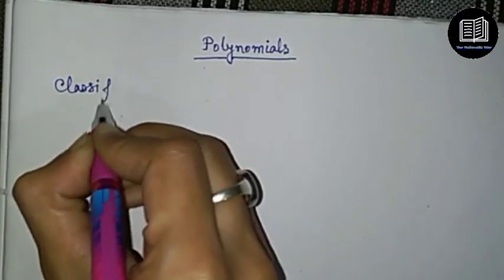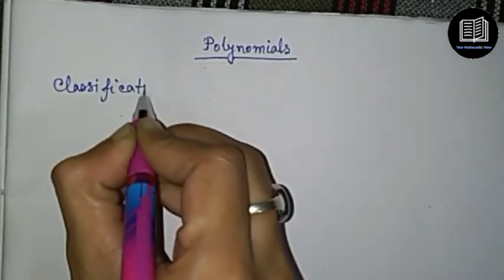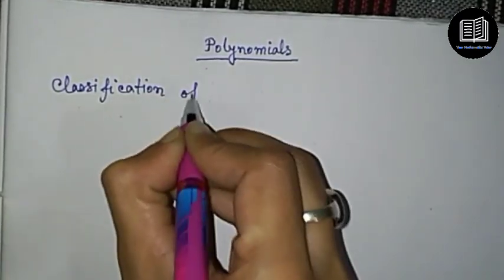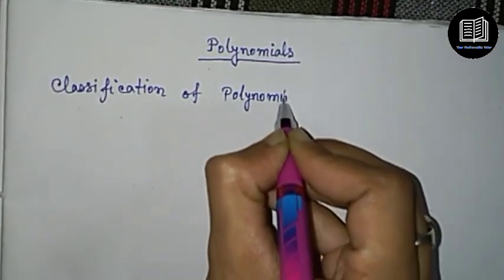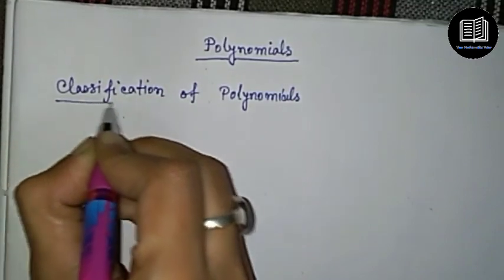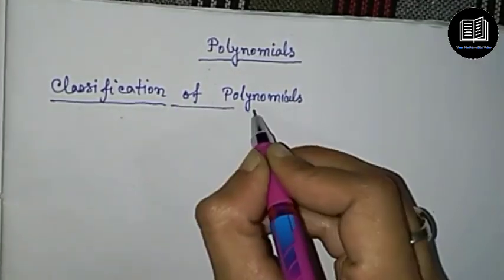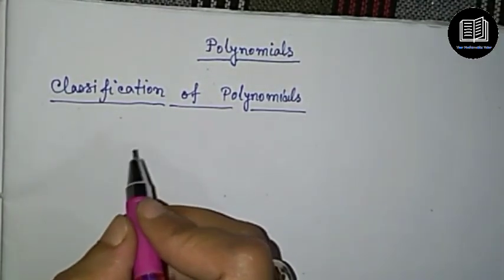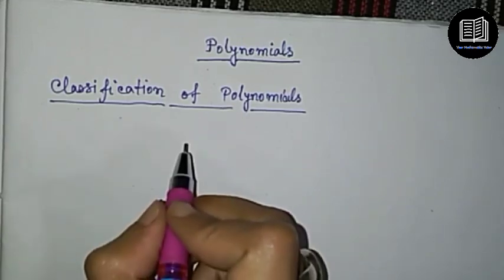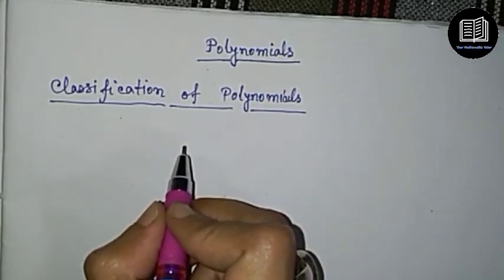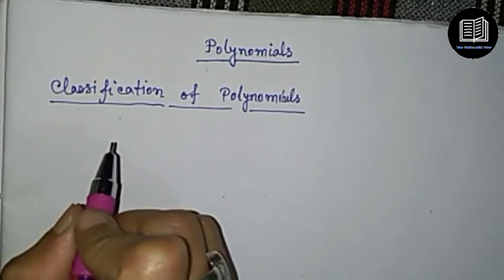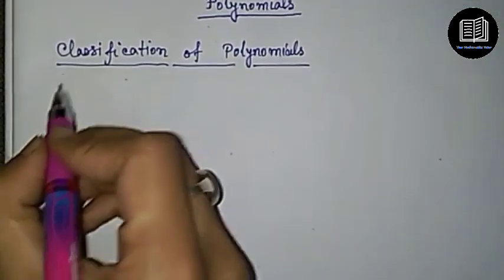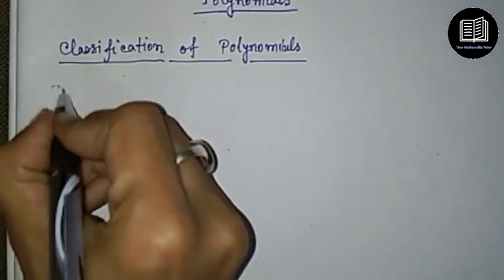First, classification of polynomials. There are some classes of polynomials on the basis of degree. So what is degree? Let us take a quick revision. Degree.